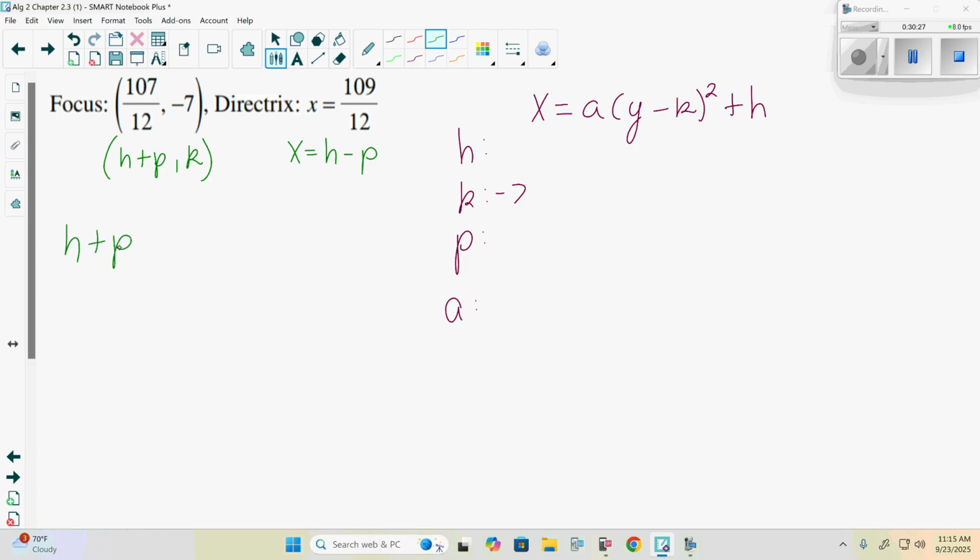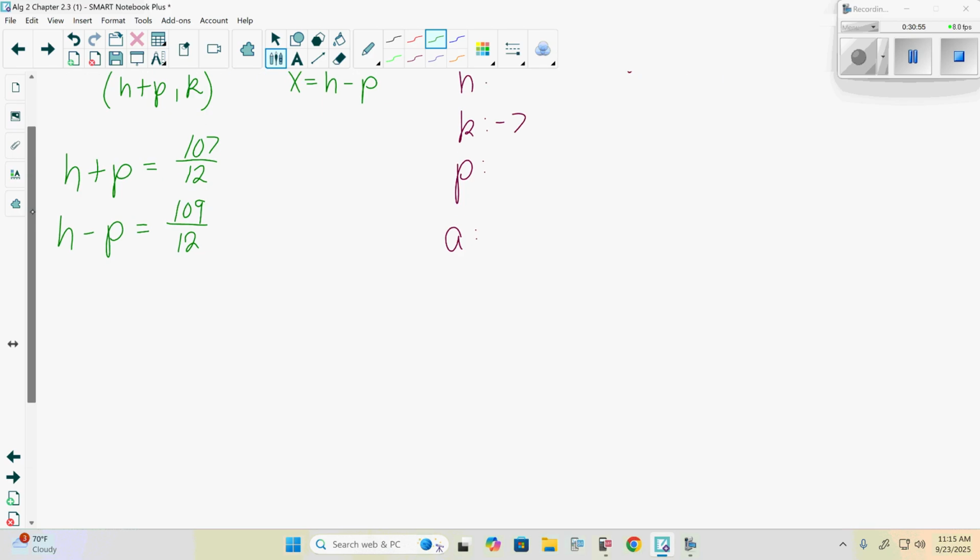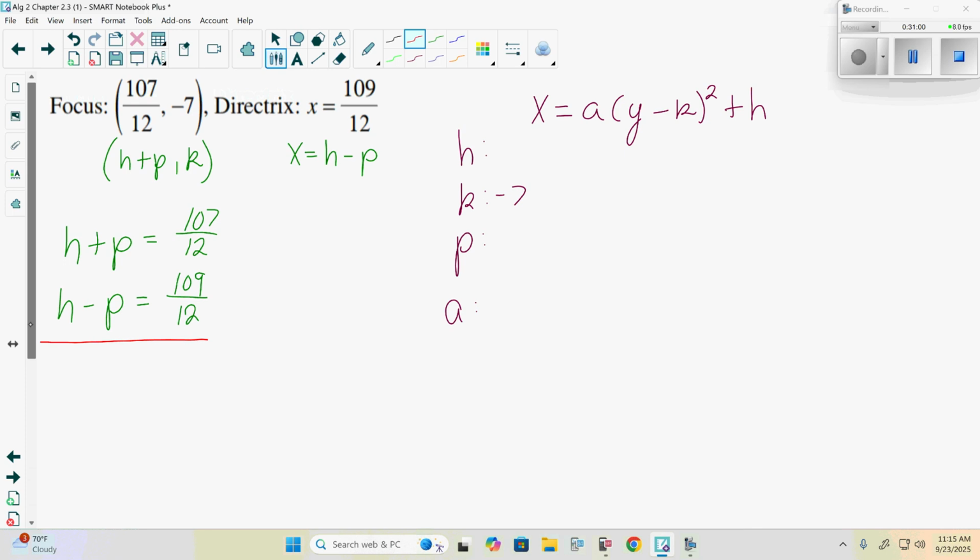Because I know that h plus p is equal to 107 over 12. And I know that h minus p is equal to 109 over 12. So h plus p is 107 over 12. H minus p is 109 over 12. Questions on how we set any of this up, or how we've done any of this so far?